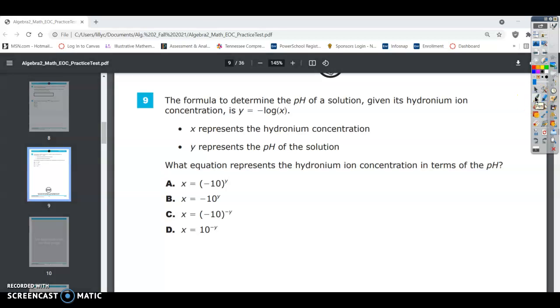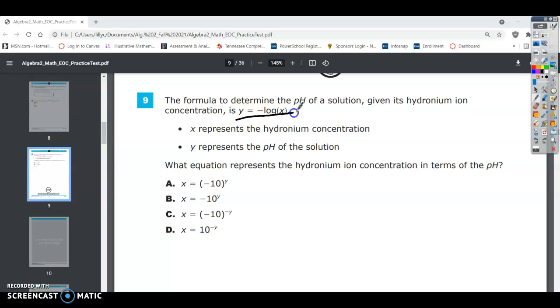Algebra 2 EOC practice test number 9. The formula to determine the pH of a solution given its hydronium ion concentration is y equals negative log x. X represents the hydronium concentration. Y represents the pH of the solution. What equation represents the hydronium ion concentration in terms of the pH?